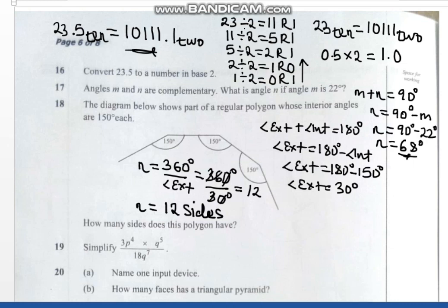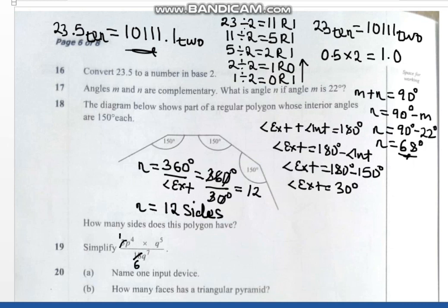Then simplify 3p to the power 4 times q to the power 5 over 18q to the power 7. What we can do here is just simplify what can simplify. The numbers can simplify, and also the variable q will simplify. So what is 3 into 3? That's 1, and 3 into 18, that's 6.